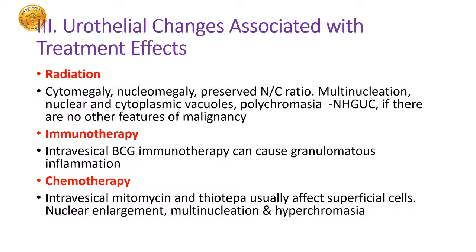We should have this history. We usually do have a history of radiotherapy, chemotherapy, and even immune therapy. So please remember, this should not be called atypia or suspicious. They should be called negative for high-grade urothelial cancer. And as we know, bacillus Calmette-Guerin, the immune therapy, can cause granulomatous inflammation. Next slide, please.